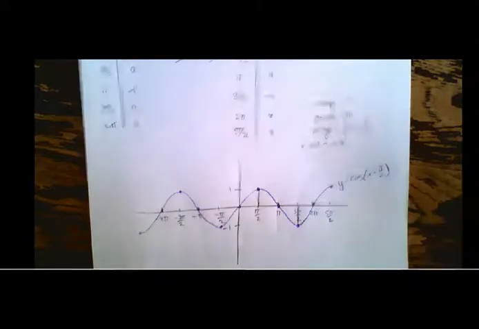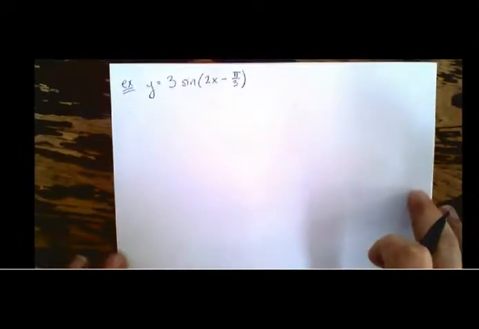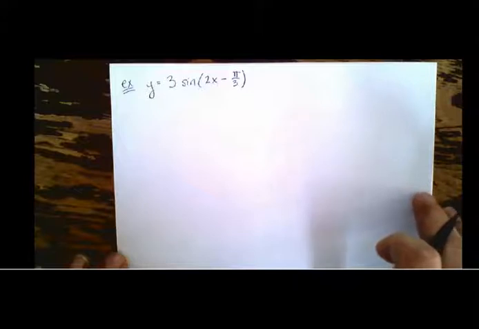All right, one last example. Let's do y equals 3 sine of 2x minus pi over 3. So again, we're doing y equals 3 times the sine of 2x minus pi over 3.